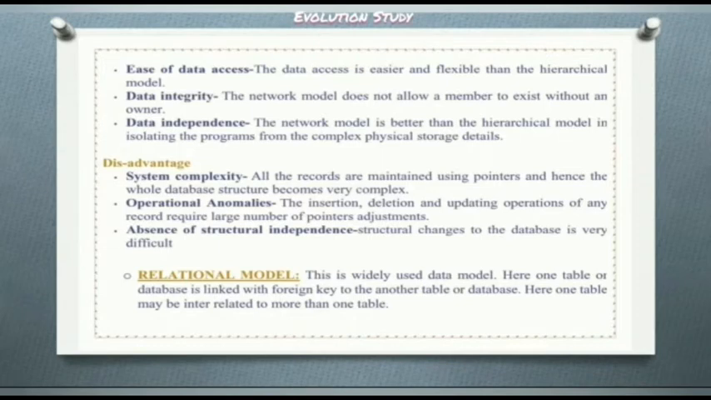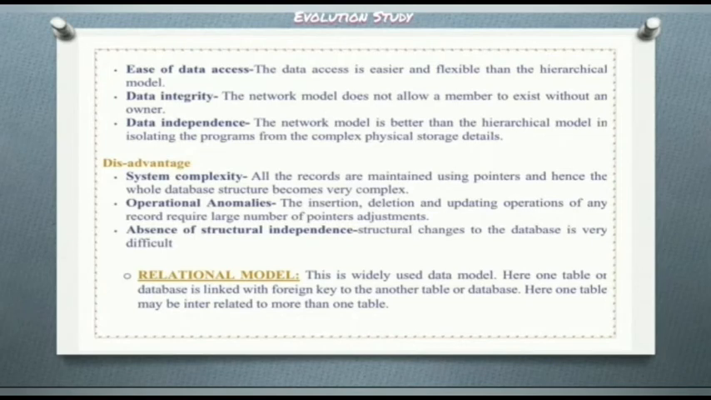Now, data independence. The network model is better than the hierarchical model in isolating the programs from the complex physical storage details. Disadvantages: system complexity. All the records are maintained using pointers and hence the whole database structure becomes very complex. Operational anomalies. The insertion, deletion, and updating operations of any record require a large number of pointer adjustments. The absence of structural independence. Structural changes to the database are very difficult.